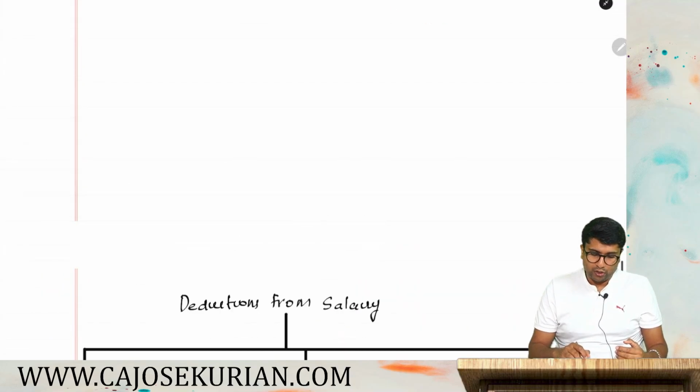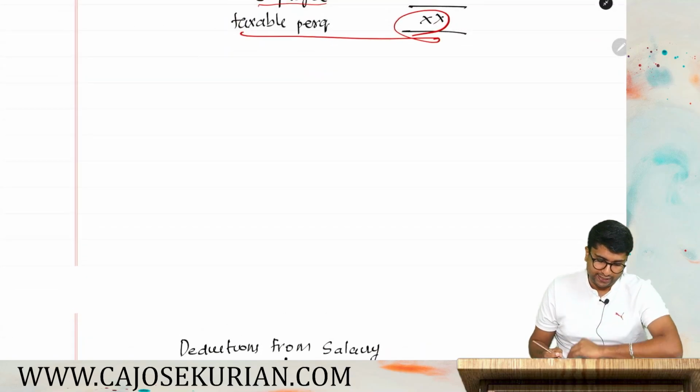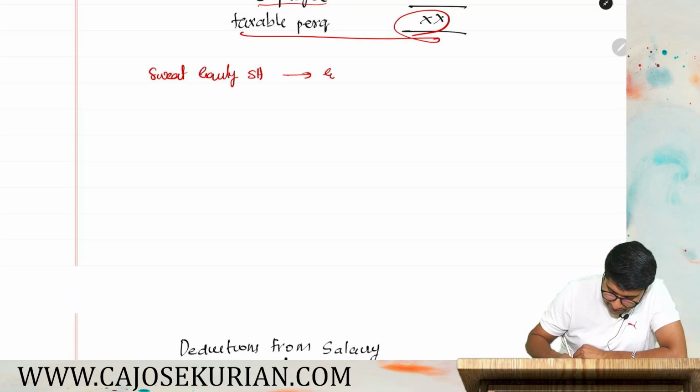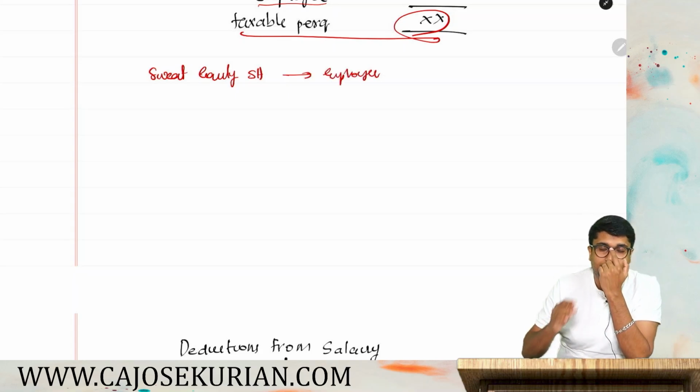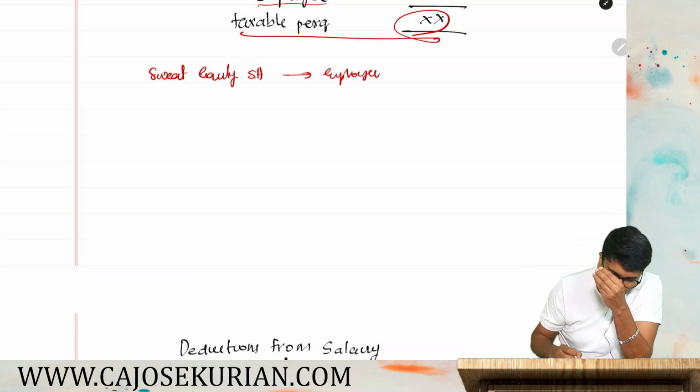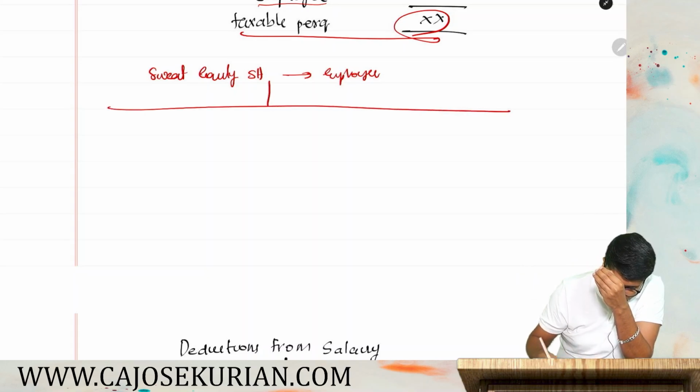Now, moving on. One more perquisite I want to say is if the employer is giving sweat equity shares to the employee. That means the employer is a company and the employer is giving free shares of that respective company to the skilled employee to retain that skilled employee, sweat equity shares. We have to divide that sweat equity shares into 2.